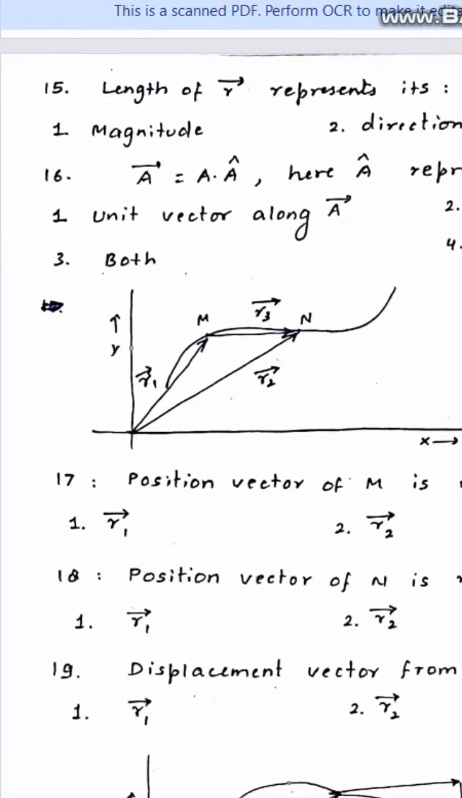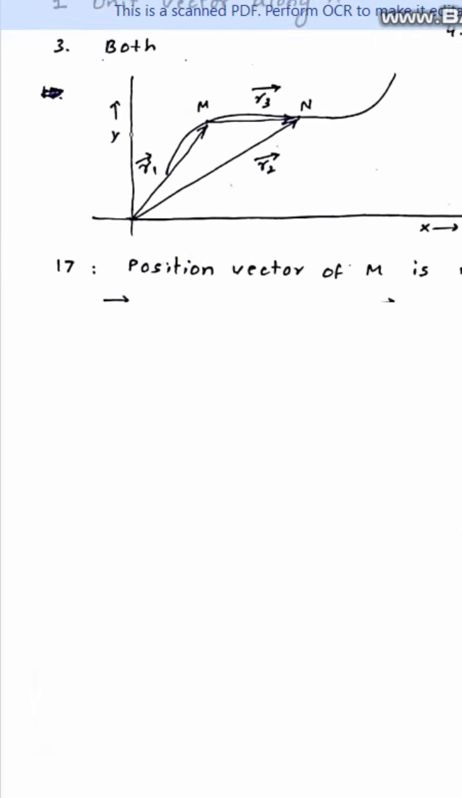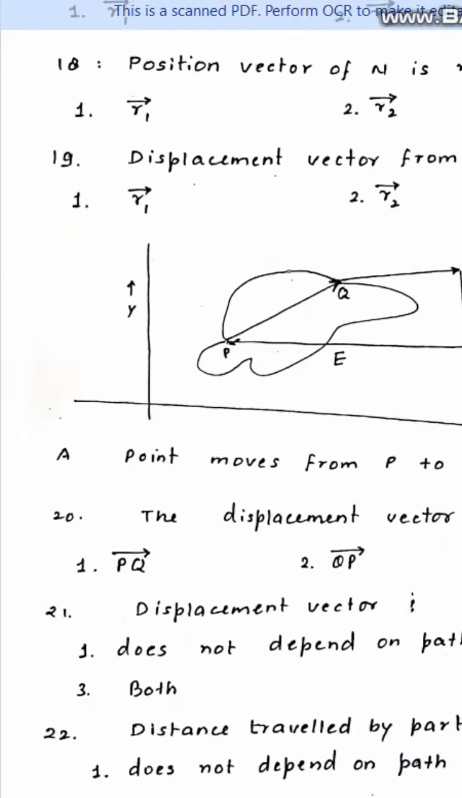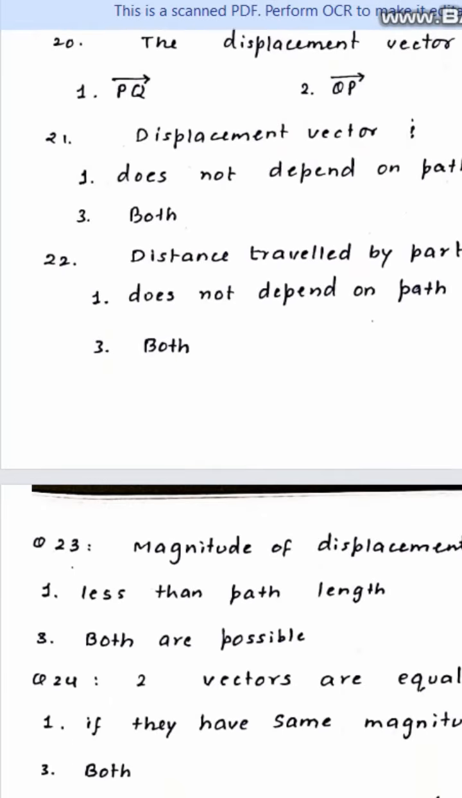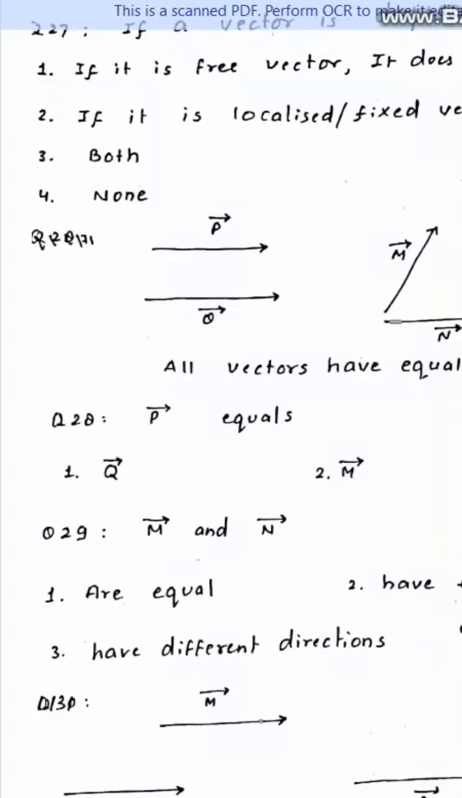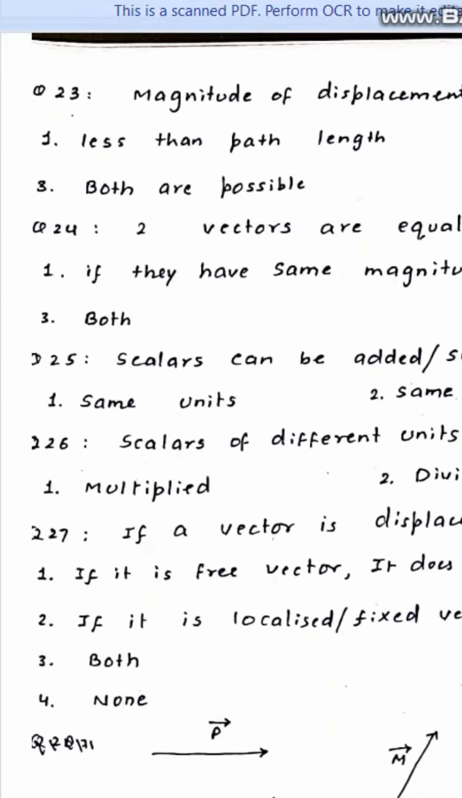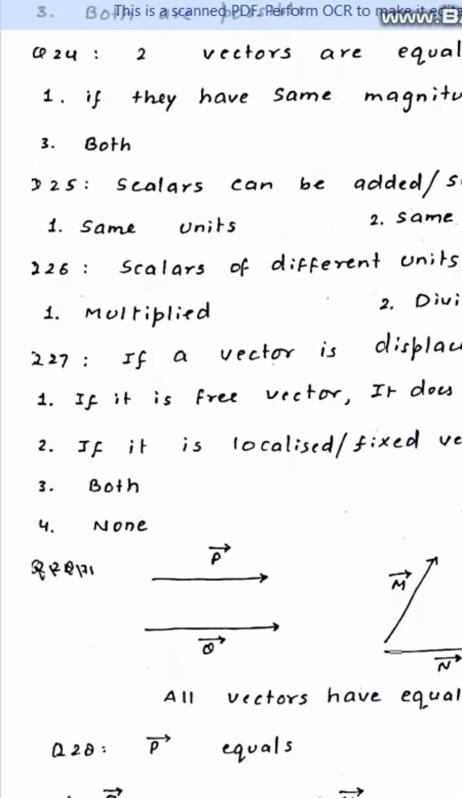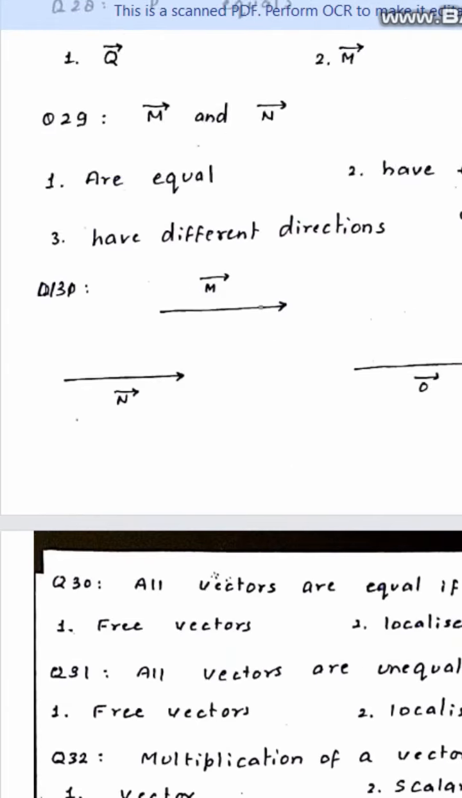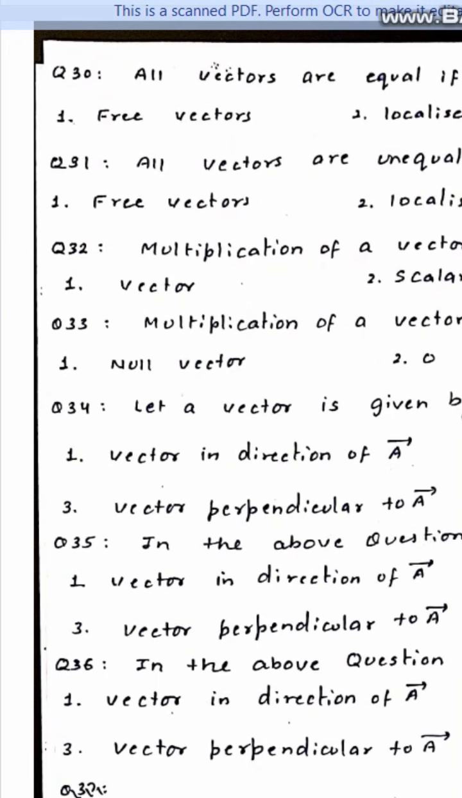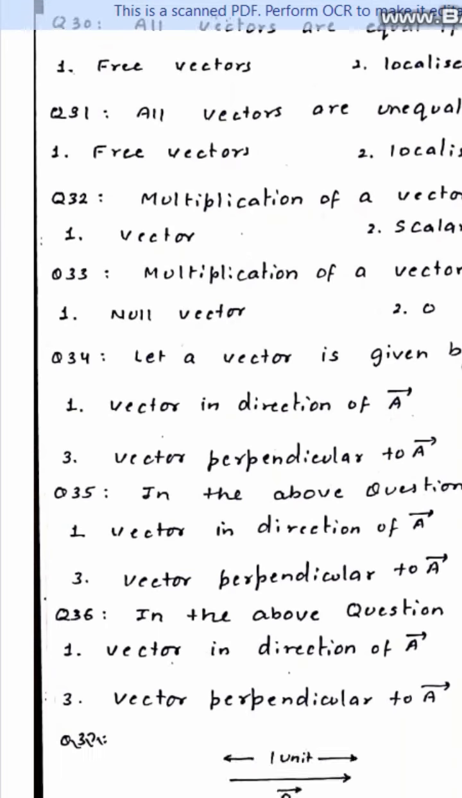vector, displacement vector, position vector. Then we have how to find displacement vector, how to find position vector, how to find distance, then magnitude of displacement. Then we have two vectors, then we have properties related to vectors, then we have whether two vectors are equal or not, then we have multiplication of vectors with zero and non-zero, with positive and negative.